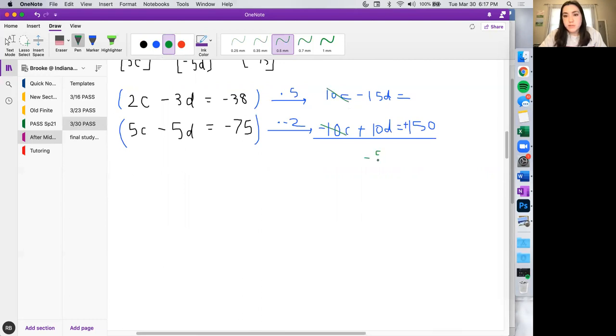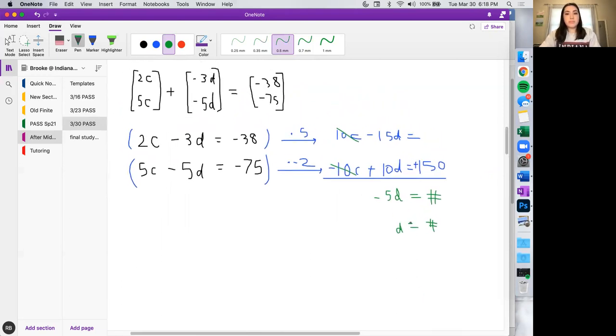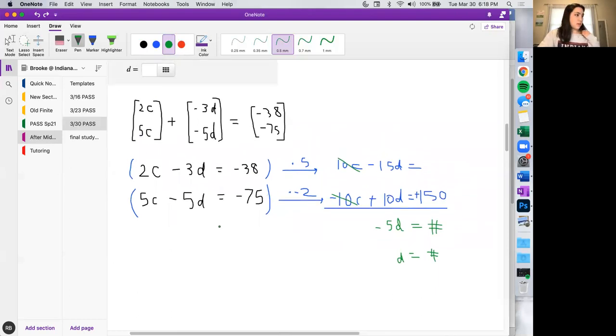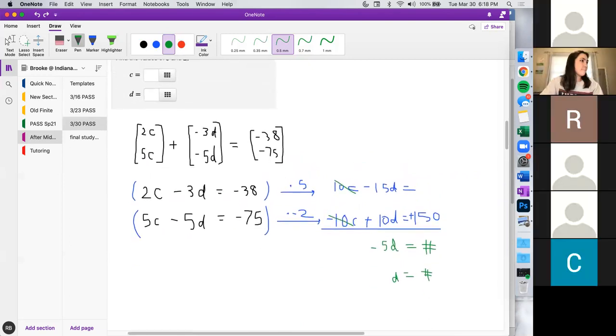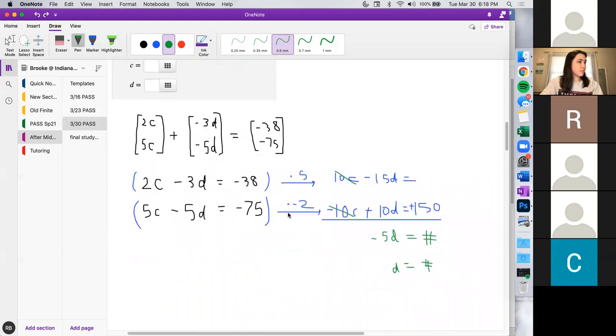So I have negative 5D equals some number. And then divide by negative 5 on both sides. D equals that number divided by negative 5. And then now once you have one of the variables, plug it back into one of your original equations. Either of these two would be fine to get C. And I know I did that somewhere, so I'll find it later. Or you can look for it somewhere. Okay, is that good enough? Yep, cool. Okay.